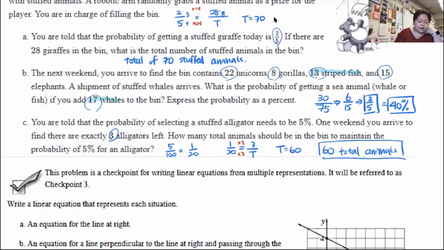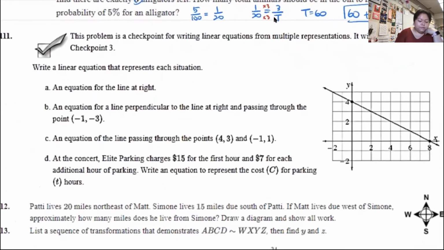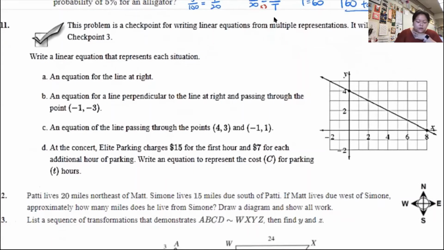Okay. All right. Next one is an algebra review. We are writing a linear equation that represents each situation. So first thing it says, write an equation for the line on the right. So remember, this is y equals mx plus b. I need to look for slope. I need to look for y-intercept.